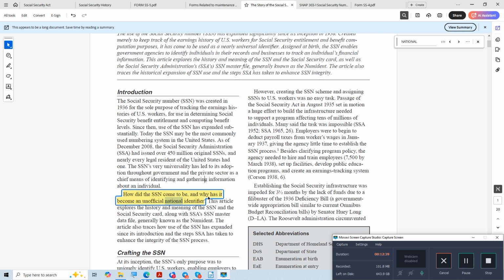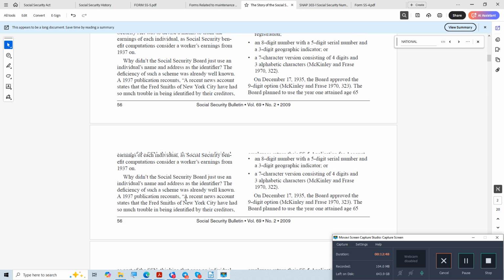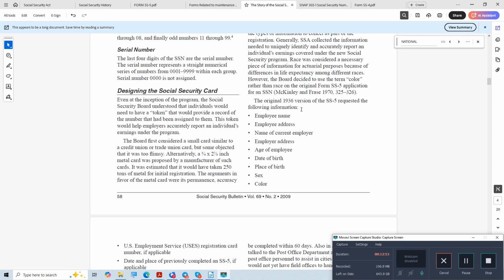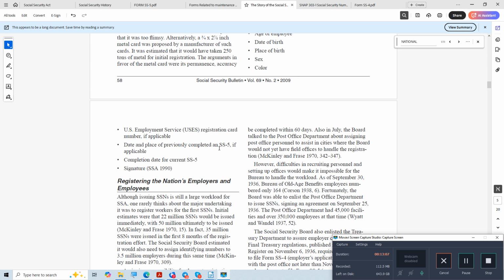Okay, so anyways, how did the SSN come to be and why did it become an unofficial national identifier? They had their reasons. Just a couple little things I wanted to read in here. It'd be a lot quicker. Right, the original 1936 version SS5 would ask for these things: employee name, address, name of current employer. Is any of that stuff in an SS5? No, because they're giving it to you as a child, so you don't have an employer. You're self-employed, right? They say that a U.S. citizen is a business. It says that in Title 15. So you've been a business since day one.